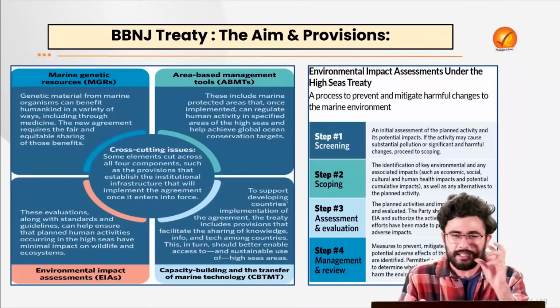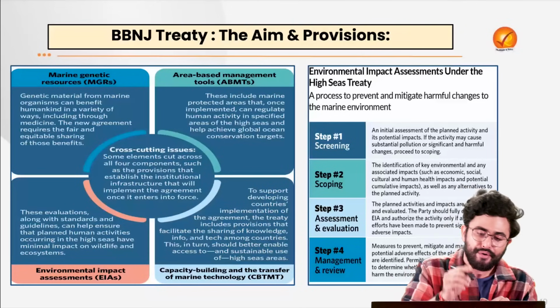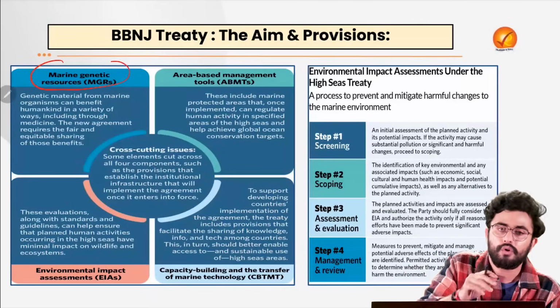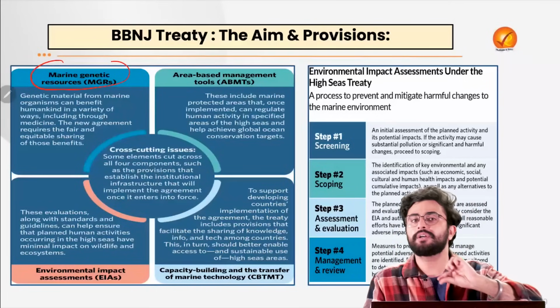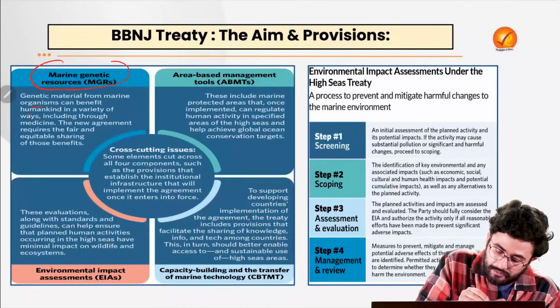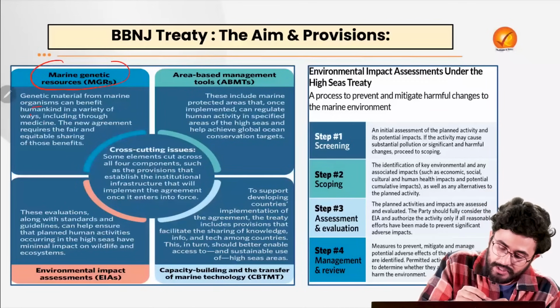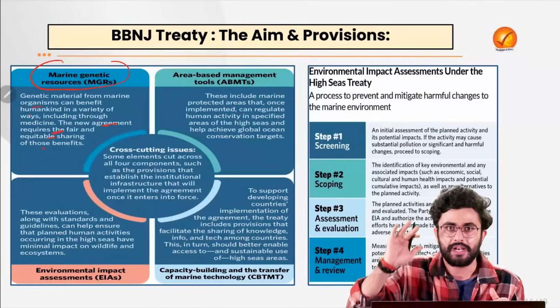So what does this BBNJ treaty aim for? There are four key components. First is to control the extraction of marine genetic resources and ensure the equitable sharing of them. This genetic material from marine organisms can benefit humankind in a variety of ways, for example the medical compounds we were discussing. So the new agreement requires the fair and equitable sharing of these benefits.